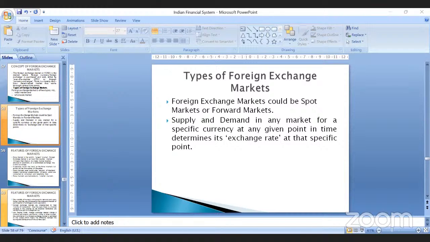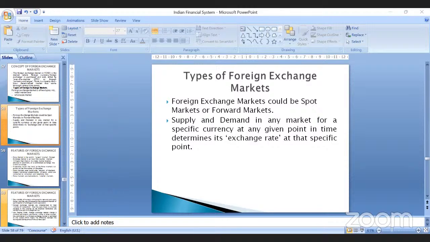Now, whenever we are talking about foreign exchange currency, the supply and demand, whether it is spot market or future market, for any specific currency is determined by its exchange rate at that specific point. Even if you want to exchange your currency today on the spot, or in the forward market, that is derivative markets, at a future point of time, the currency is exchanged only at the rate prevailing at that specific point of time.